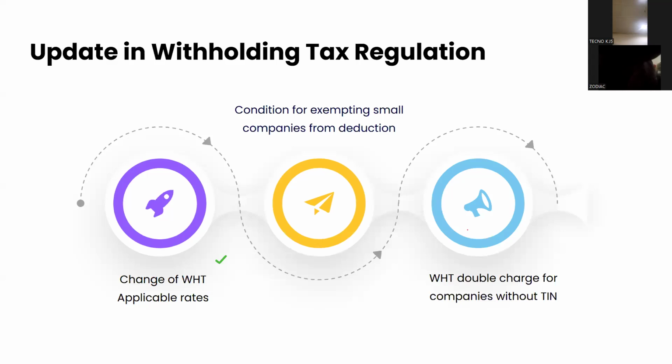And then there were conditions for exempting small companies from deduction of withholding taxes. So these were the three major updates in the withholding tax regulation that was issued in 2024, but then it took effect in this January 2025. But a lot of people did not pay attention to this regulation because we're all boosted up with the new tax law coming up, and this is also incorporated in the new tax law that has been issued and gazetted. So moving forward, let's look at the first one: change in withholding tax applicable rates.